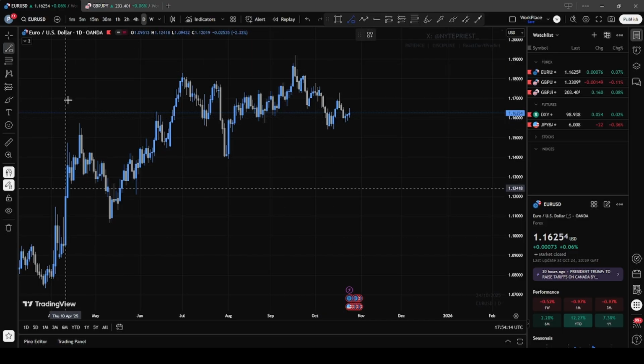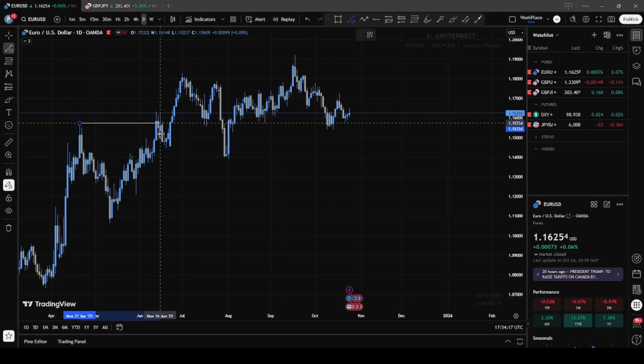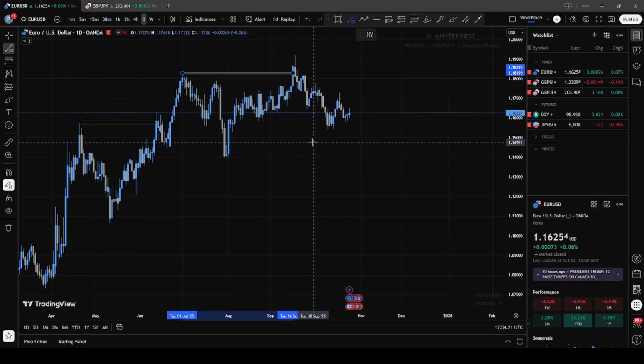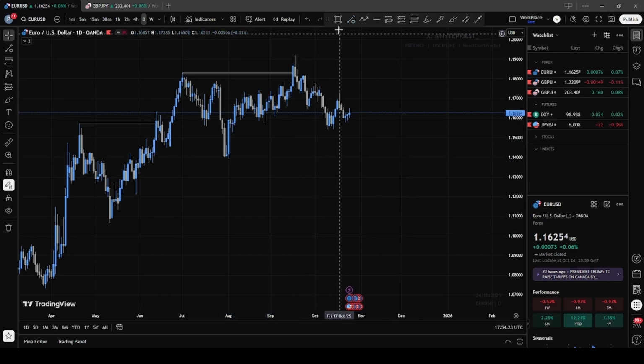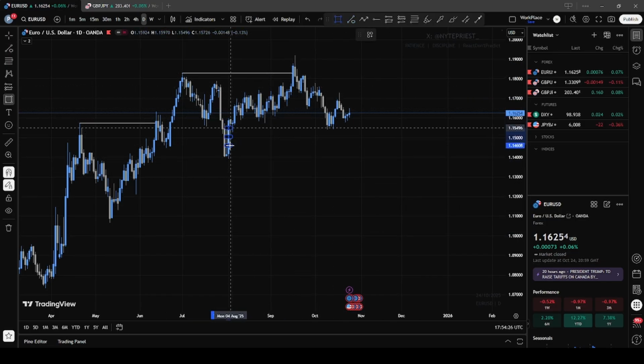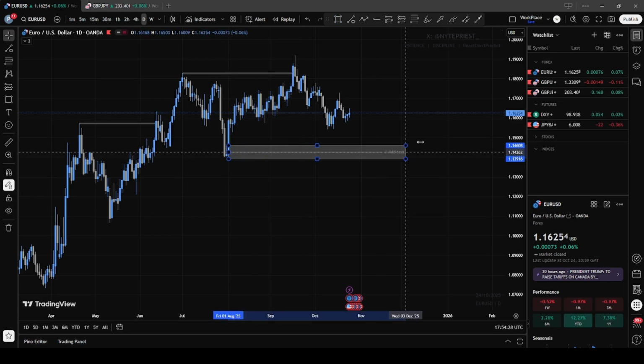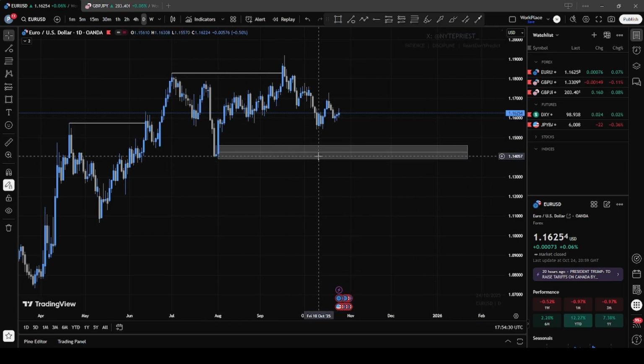On the EURUSD, we have this daily break of structure to the upside. So the recent one is this one, the break of structure to the upside. Okay, and we have this other block here. All right, that's the daily order block.